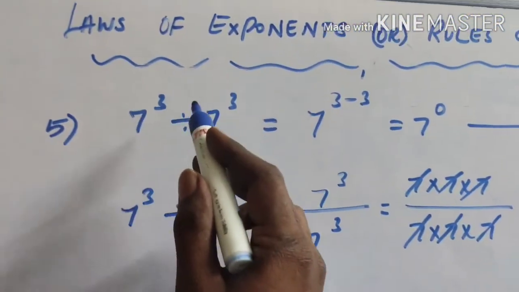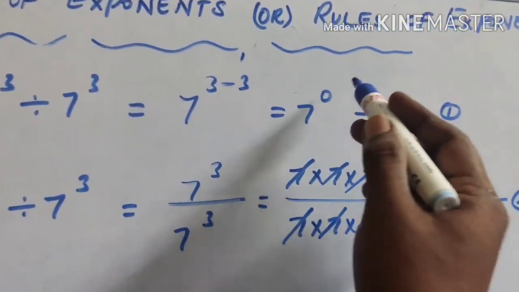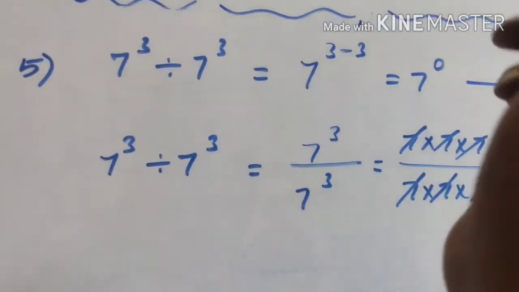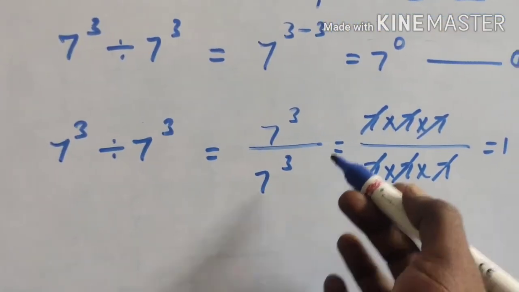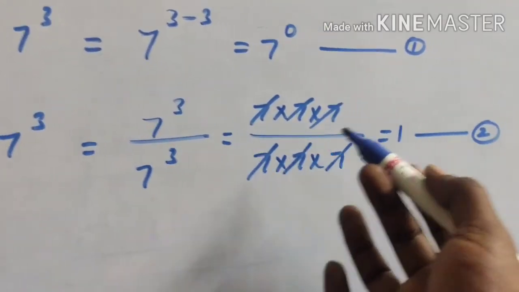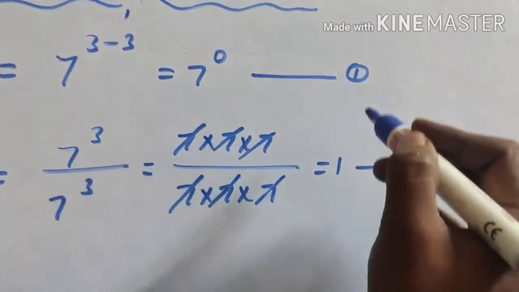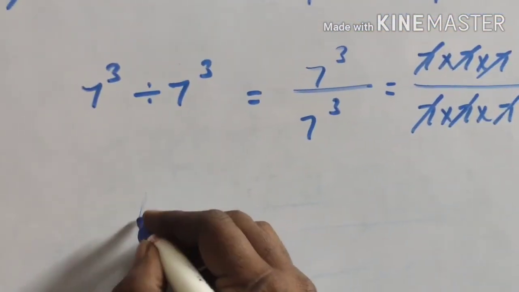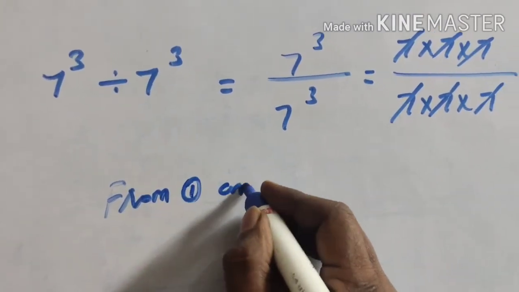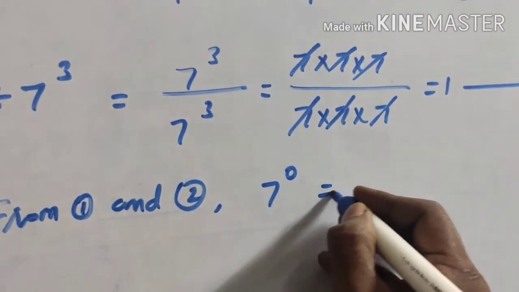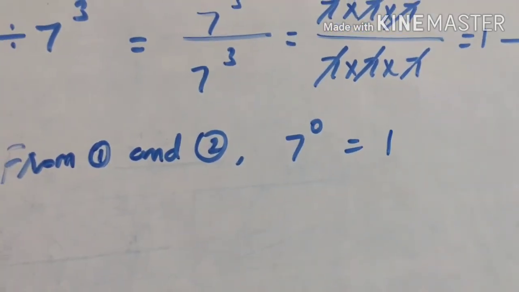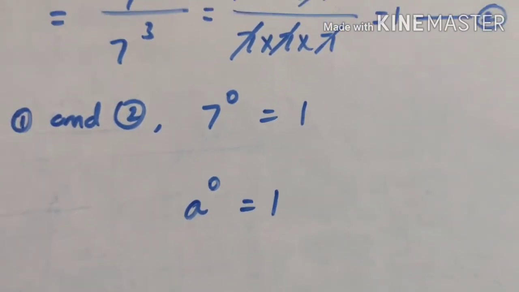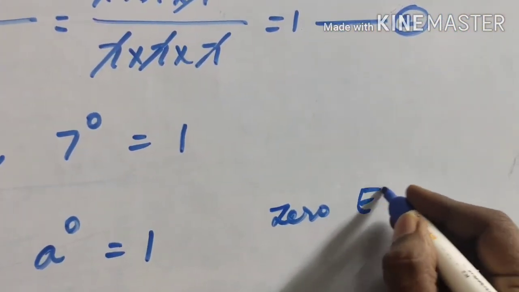7 power 3 divided by 7 power 3, we are getting 7 power 0 using the rule. This is using the rule, but this is the usual expansion. If you are finding the value by usual expansion, we are getting 1. That means this answer and this answer are the same. So 7 to the power of 0 is equal to 1. So from 1 and 2, both the answers are the same. In general, we can say a to the power of 0 equal to 1. So this rule is called the zero exponent rule.